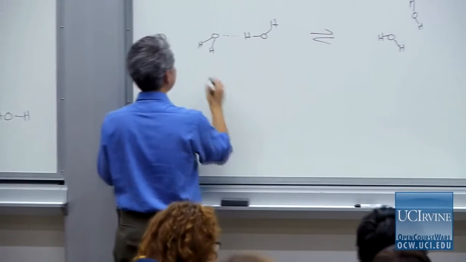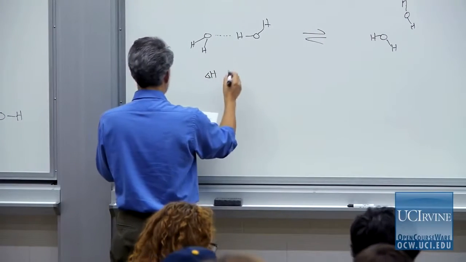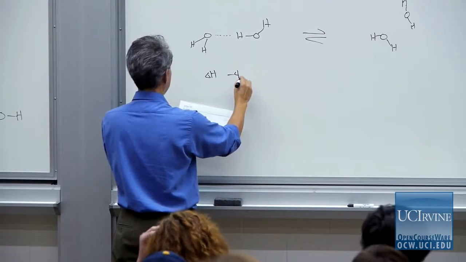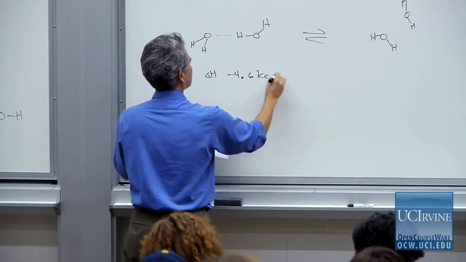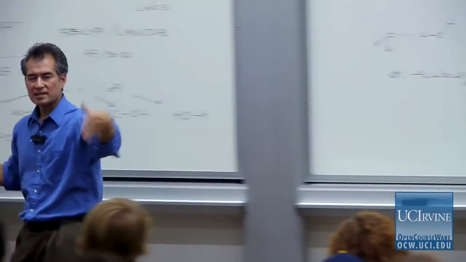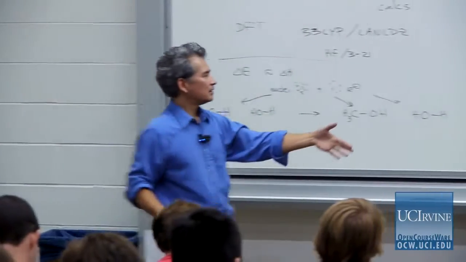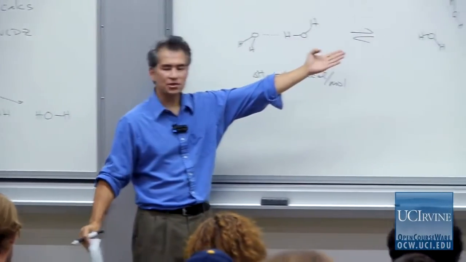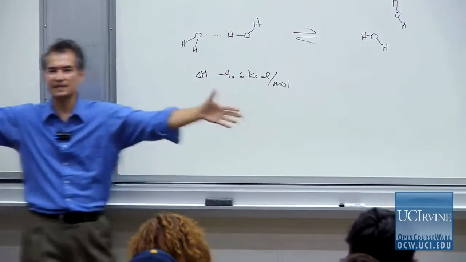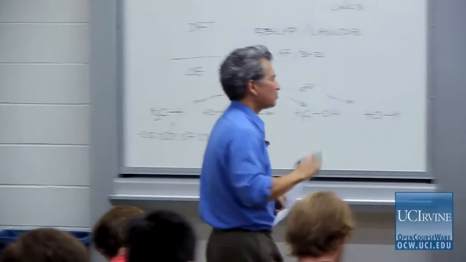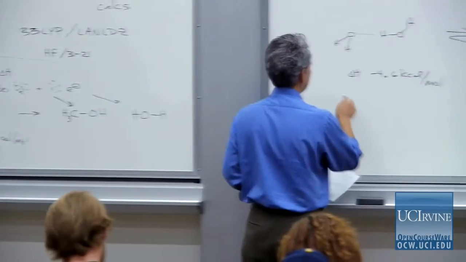What I find here is that the energy for this, and you can measure this accurately and get directly a delta H, is thermodynamically favorable: 4.6 kcal per mole. This hydrogen bond is enthalpically favorable relative to just two water molecules floating an infinite distance apart in space. That's no good. The problem here is this.